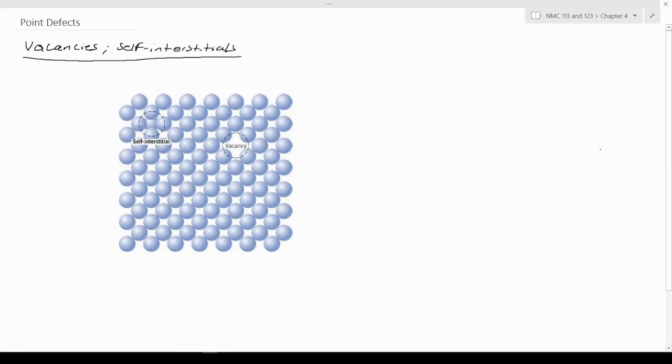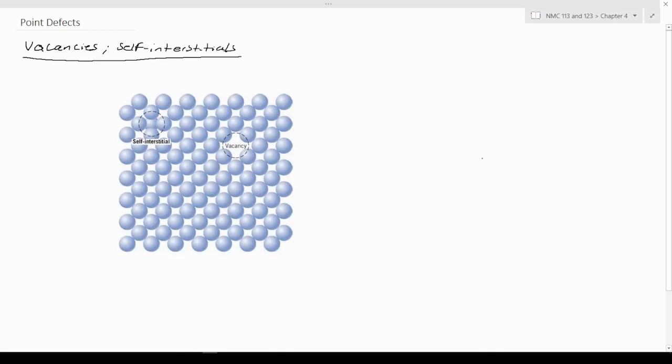And you can see from the sketch, a vacancy is basically a void that has been left where an atom is supposed to be. It's just a void and there's no atom. A self-interstitial is actually an overcrowding of a specific area by a group of atoms, and that's basically it.